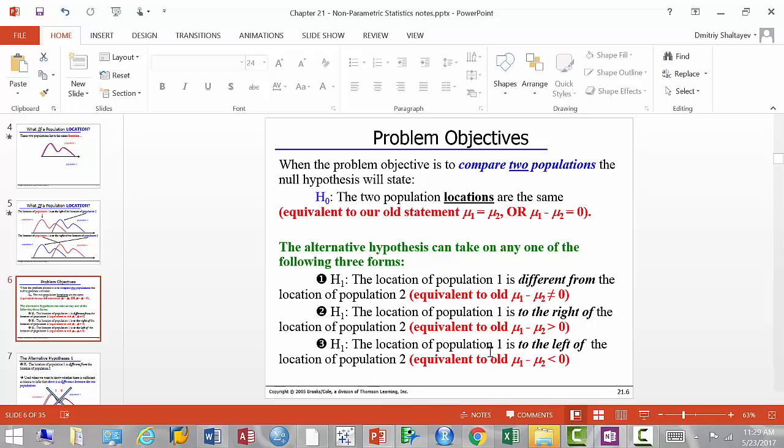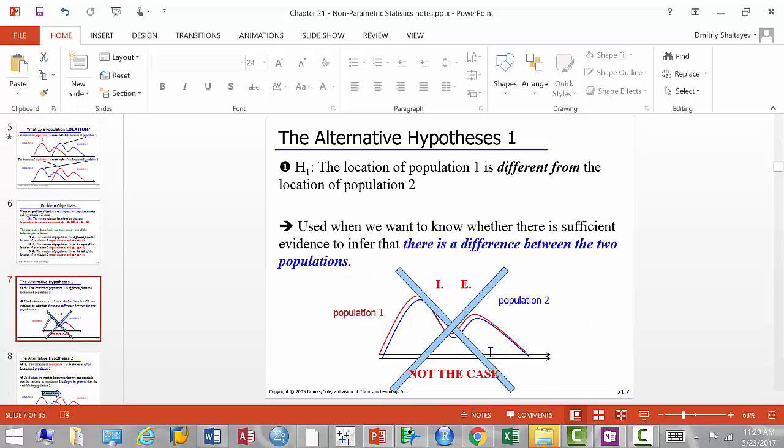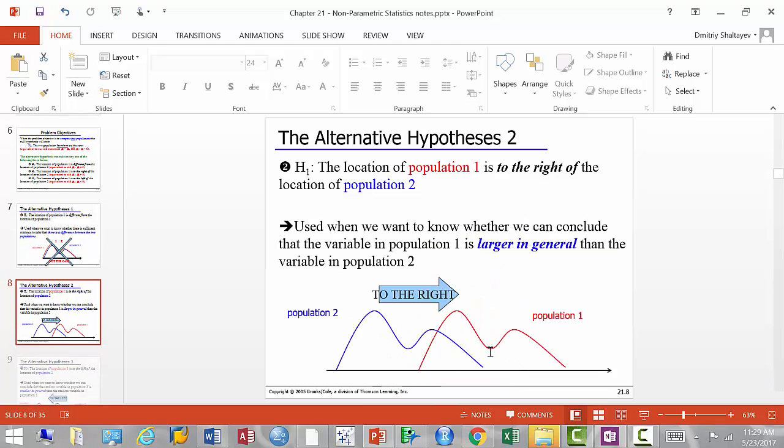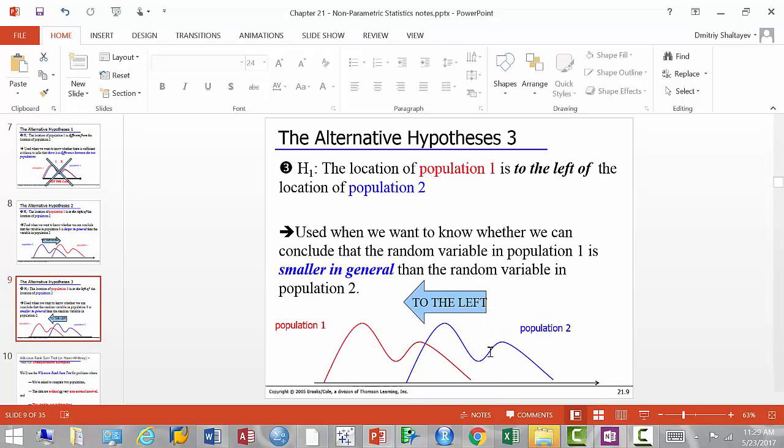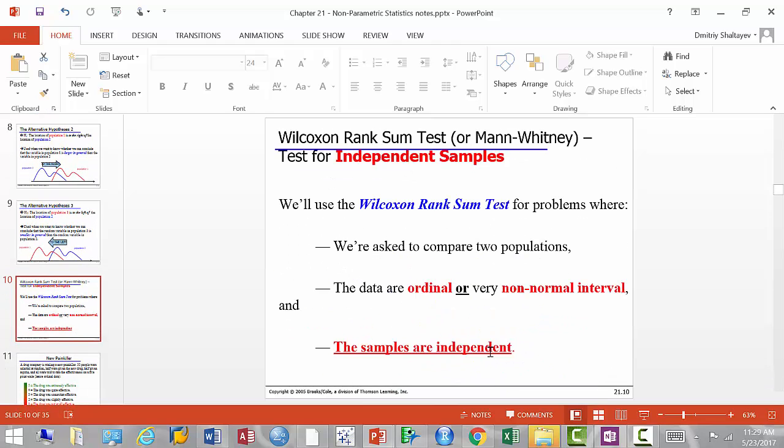So, very similar to what we had before, we just replace the difference of mu's with the idea of location. And we say where it is. Is it different? Is it to the right? Is it to the left? That's what our alternative hypotheses are going to look like. Okay, so let me skip these couple of slides because we pretty much discussed them.